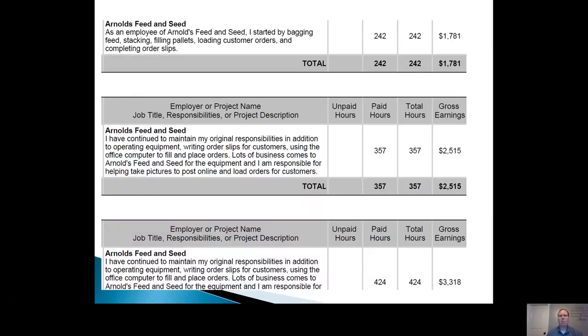Here is the placement description page for a student from Taylor County. Sort of a very typical, very traditional one. He's working at a feed mill. But we see a couple things.